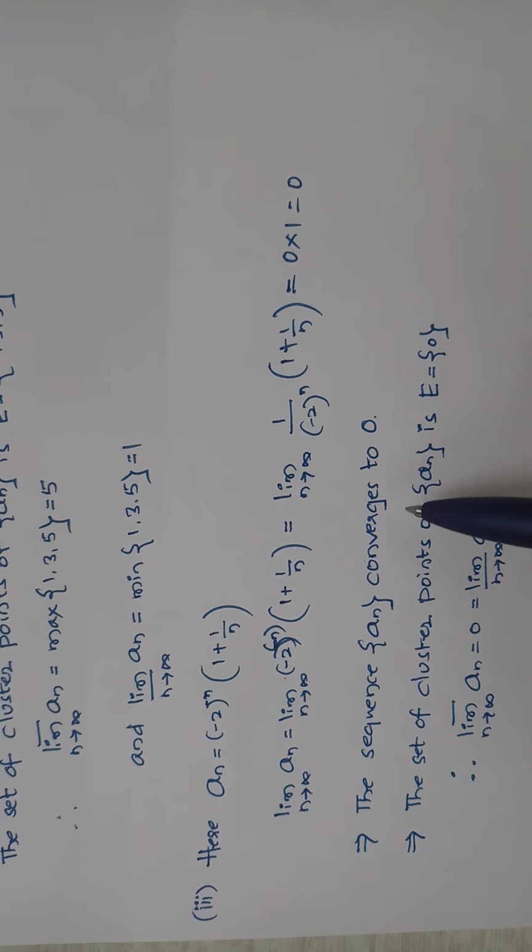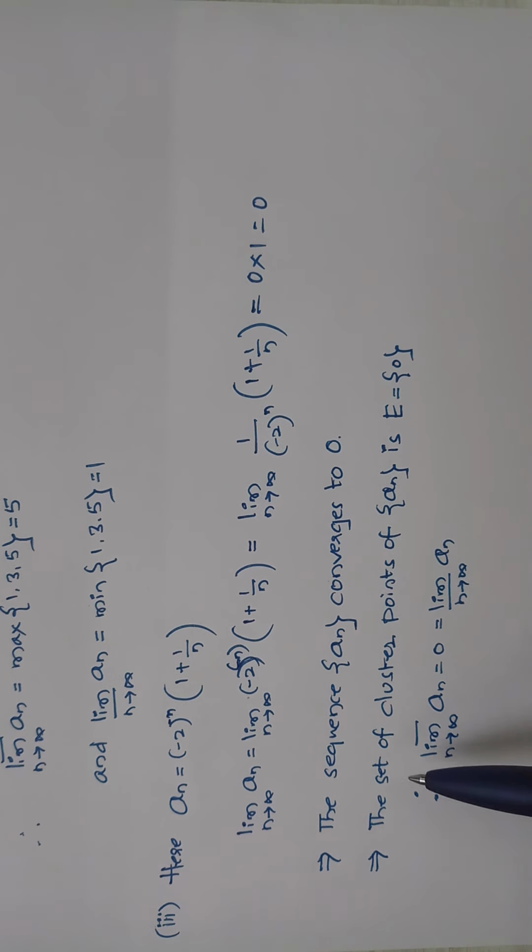Therefore the sequence a_n converges to 0. That implies that the set of cluster points of a_n is {0}. So therefore the limit supremum of a_n and the limit infimum of a_n as n tends to infinity are both 0. For both cases we are getting the cluster point as 0. Therefore 0 is the limit infimum and limit supremum of the sequence a_n equal to (-2)^(-n) into (1 + 1/n).